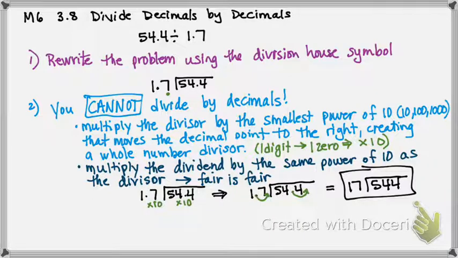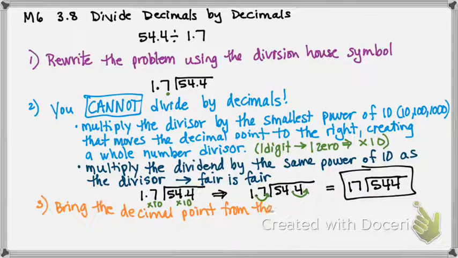Once you've moved, then we go ahead and we continue the steps. So the third step is going to be bring the decimal point from the new dividend straight up into the quotient.